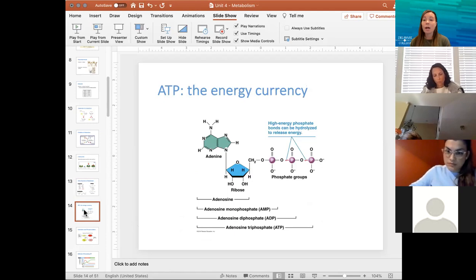And dephosphorylation is the opposite. That's removal of a phosphate group. All right.